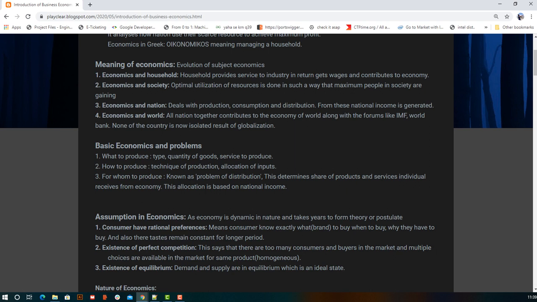And then we have for whom to produce. It is also known as the problem of distribution. In this, the allocation is based on national income. When we say based on national income, we divide goods into luxurious goods, inferior goods, and consumer goods. All those divisions take place so that proper goods can reach the proper population, or we can say audience. So that is for whom to produce.